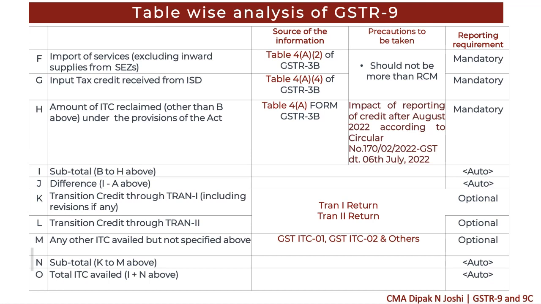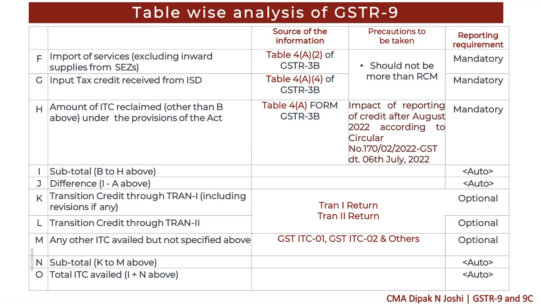is concerned, one should remember that RCM credit should not be more than RCM liability. In exceptional cases, it may happen that your RCM liability is less and RCM credit of previous year you have taken in the current year. But in normal circumstances, your RCM credit should not be more than the RCM liability. Similarly, credit taken on ISD invoices should not be more than the credit auto-populated in GSTR 2B against the ISD invoices. Right? That precaution one should take while reporting figures under table number 6F and table number 6G.